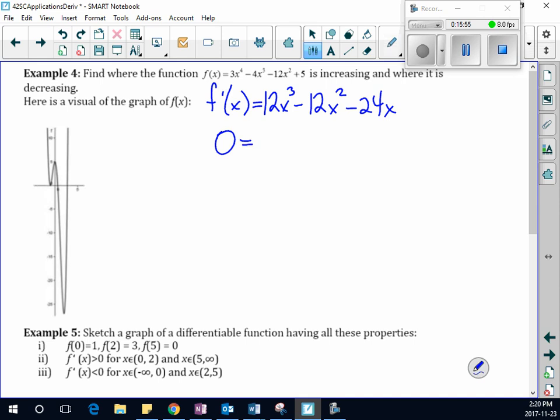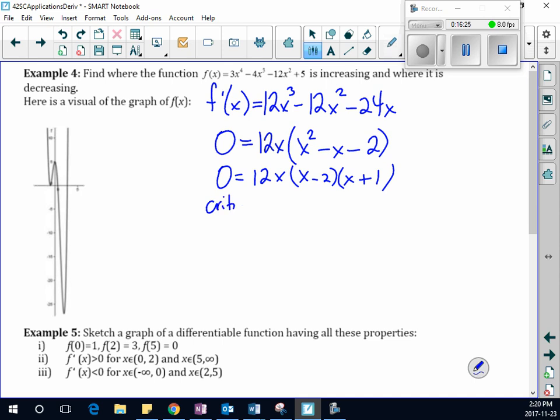So 0 equals, and then I heard I had to factor. So what's a factor? 12x. Very good. And then I'm left with a quadratic, which is nice, x squared minus x minus 2. So that factors to be x minus 2, x plus 1, which means there are critical values at x equals 0, 2, and negative 1. So I need to figure out where it is.